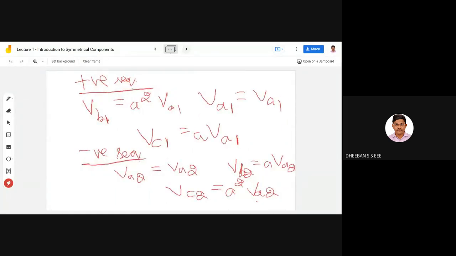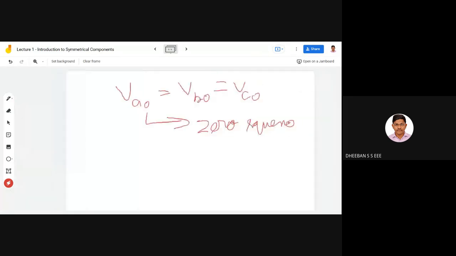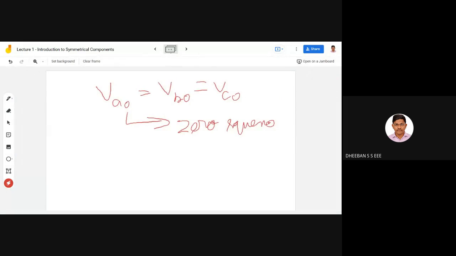So we have also seen the diagram, regarding the symmetrical components. For the positive sequence components, you'll be multiplying VB1 with a square, and VA1 with 1, and for VC1 you'll be multiplying with A. Similarly, the negative sequence goes like that, and for the zero sequence it will be VA0, VB0, VC0.